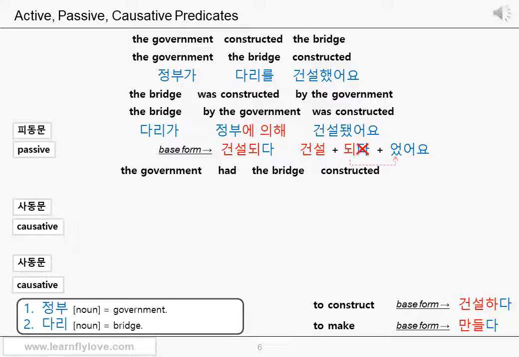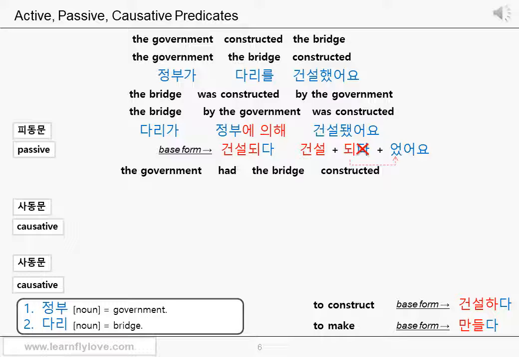Then let's make a sentence in the causative voice. Let's take a look at the English sentence first. The government had the bridge constructed. What does this sentence mean? It means you don't have the information who actually constructed the bridge, but the government made someone construct it. The government didn't do it, but it is directly involved in the action and causing someone affected by it.